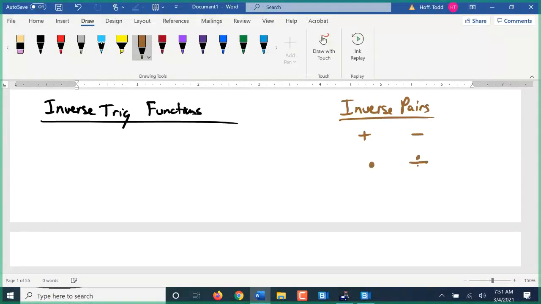Multiplication and division are a set of inverse pairs. They will reverse each other. If I multiply by a number and then turn around and divide that result by the same number, I get back to where I started. Or if I divide by a number and then multiply that result by the same number, I'm back where I started. We found powers and roots.